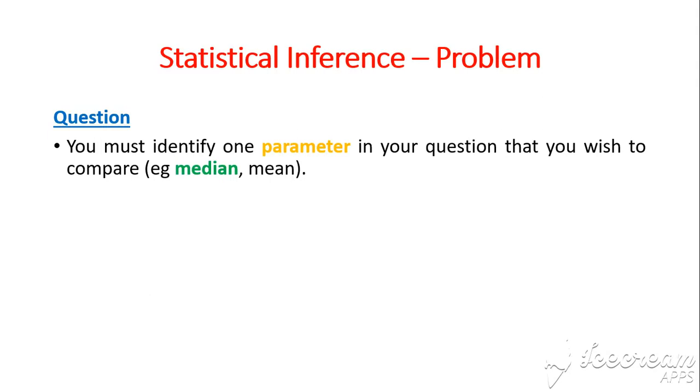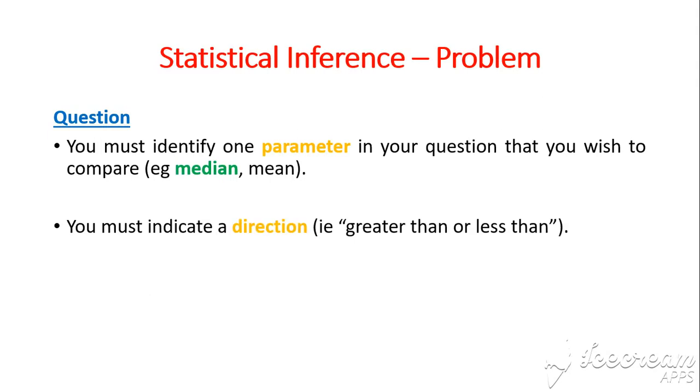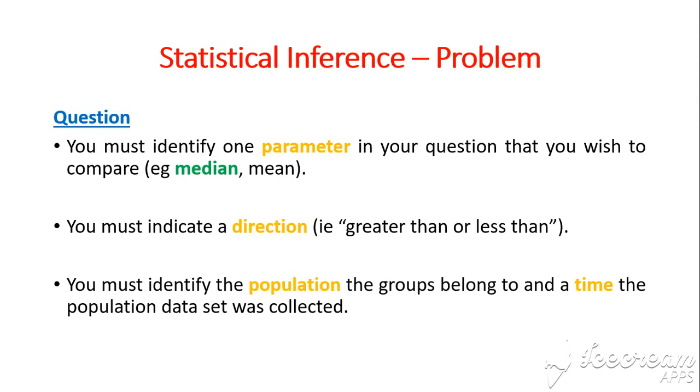Now you've got to identify a parameter in your question that you wish to compare. For example, the mean or the median. We're going to strongly emphasize, and encourage you, to do the median, because that allows you to complete and use a statistical graph called a box and whisker graph. You must indicate a direction, i.e. greater than or less than. And finally, you must identify the population the groups belong to and a time that the population data set was collected. Wow, there's a lot going on there in your question.